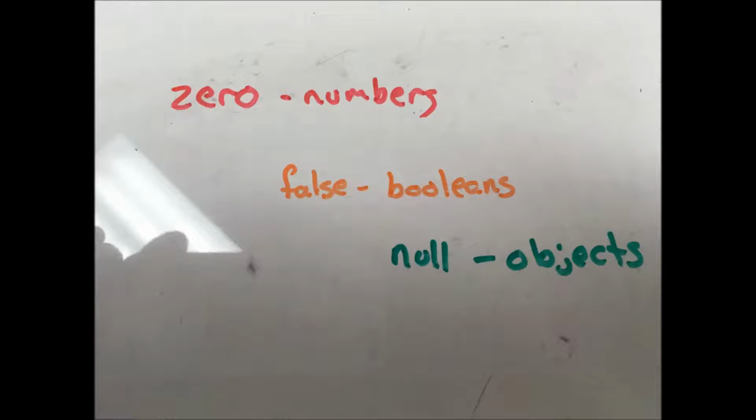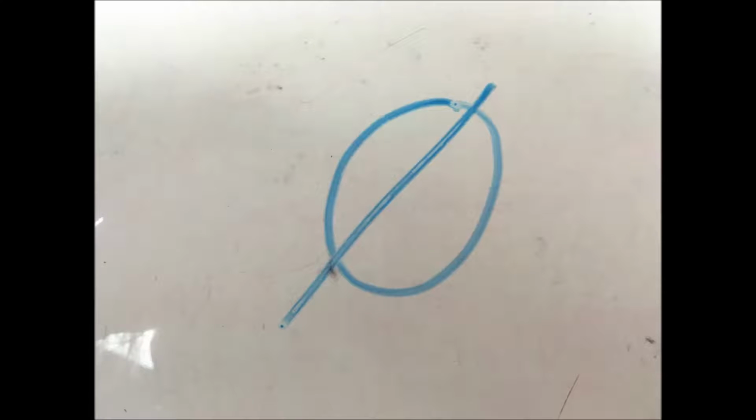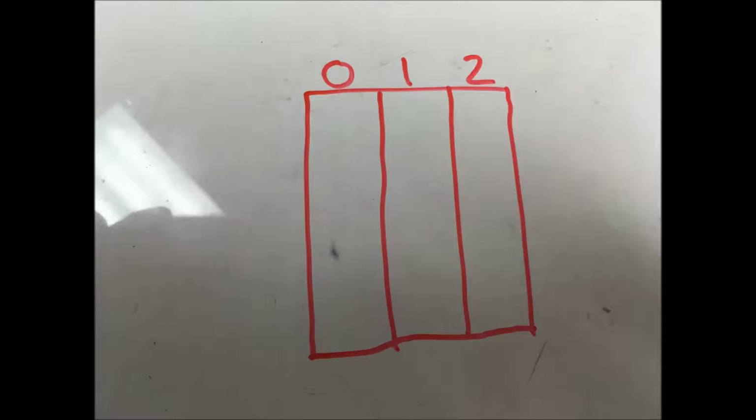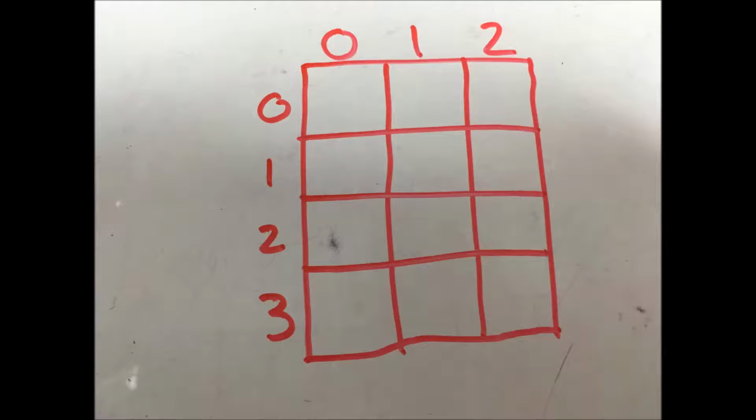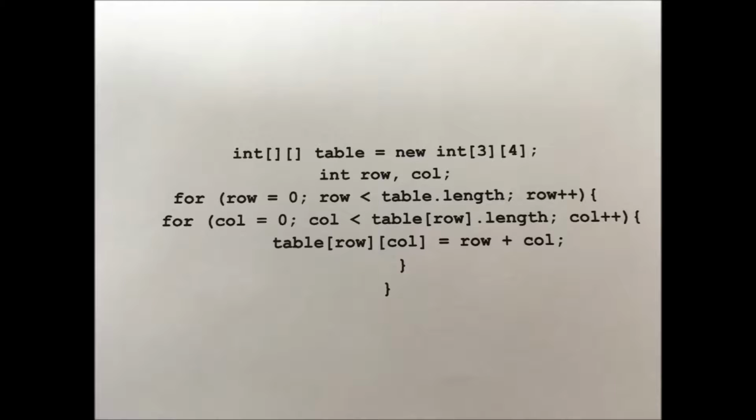Just as with one-dimensional arrays, the row and column numbering for a 2D array begins with the subscript 0. The 3 rows of the table are numbered from 0 to 2. Likewise, the 4 columns of the table are numbered 0 through 3. The array table is filled with the sums of the row and column, which is accomplished by this code.